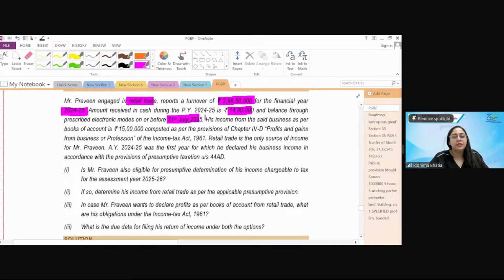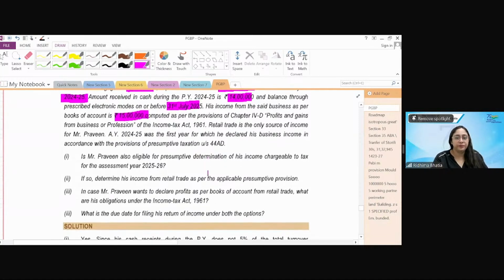His income from the said business as per the books of account is 15 lakhs, computed as per the provisions of the chapter. Retail trade is the only source of income. For the last year he has declared his business income in accordance with the presumptive taxation under section 44AD. Yeah, for the last assessment year, he declared the income as per 44AD. Now you have to say, is Mr. Praveen also eligible for presumptive determination for the assessment year 25-26, that is for the previous year 24-25?